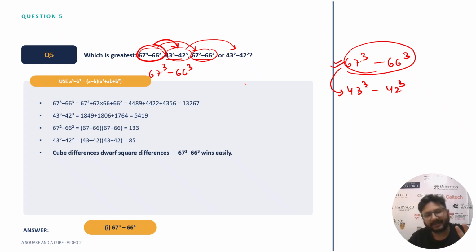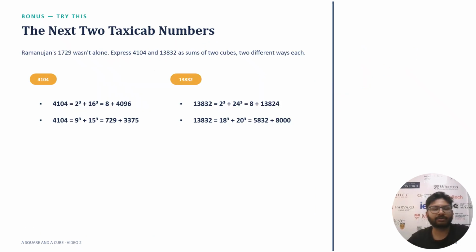If all the other things are same, it means that the difference of one is same, right? These are consecutive cubes' difference. So the first one is greater than the second one, and obviously the cubes' difference is always greater than the squares' difference if the difference in the number is just 1 or 2 or anything. The difference in the number should be consistent. So that's why 67 cube minus 66 cube should be the final answer.